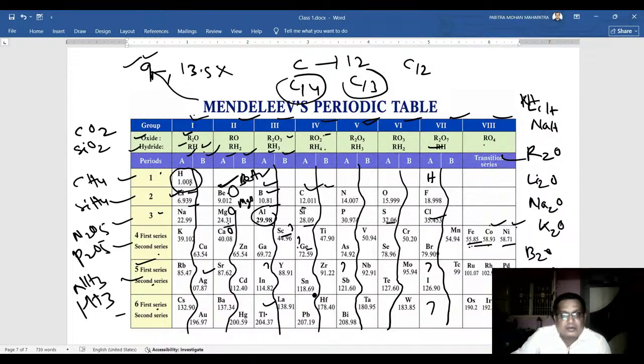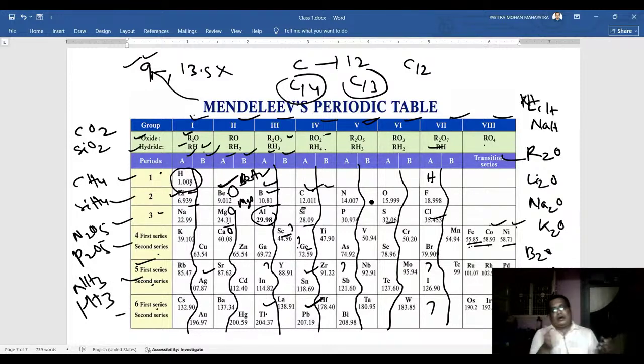Carbon. What is carbon? Carbon is a non-metal. In this group, lead is a metal, and tin is a metal. There is a mixing of metal and non-metal. Particularly, Mendeleev did not give a particular place. This is your metal, this is your non-metal.